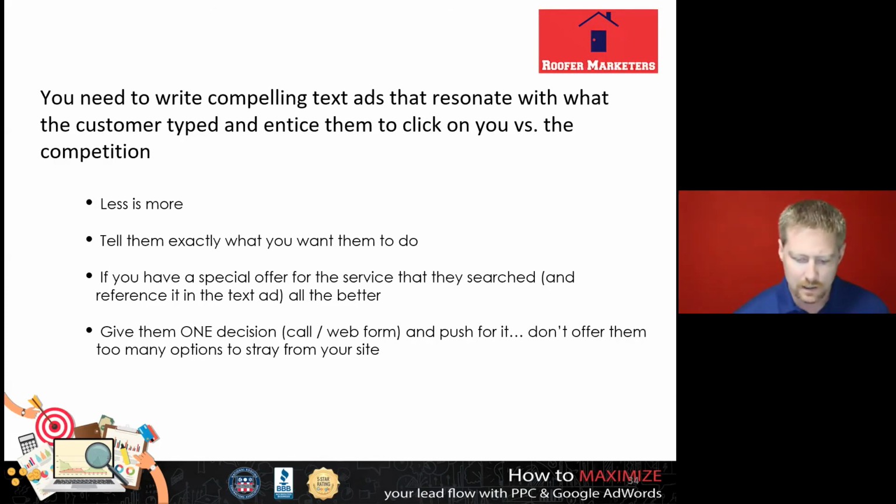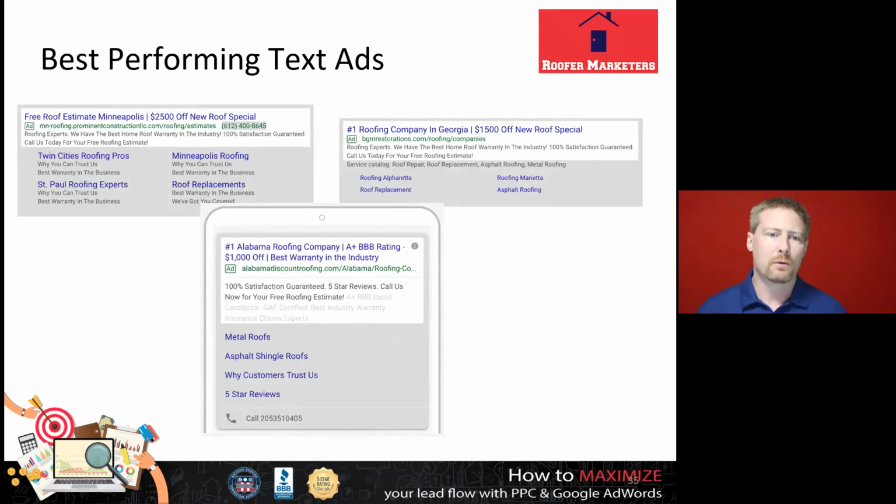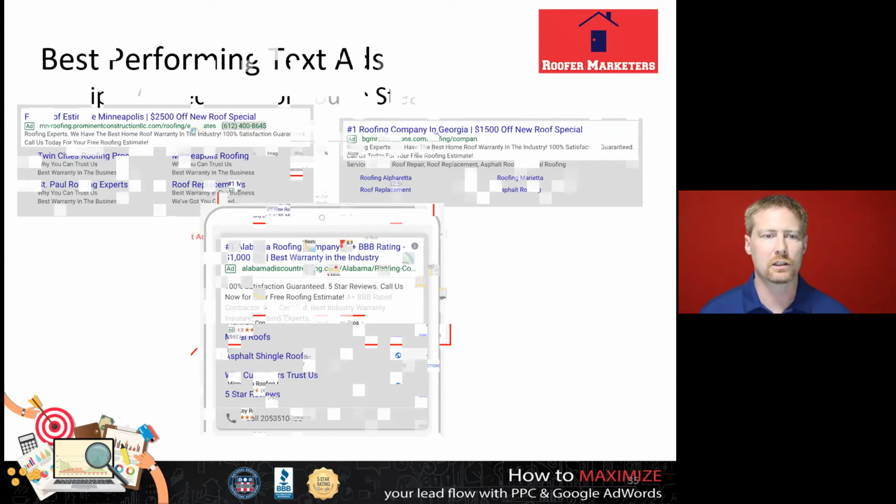So then we want to talk about the best performing text ads, right? So this is what I was talking about, having those offers, $1,500 off, new roof special, building out all of your callout extensions, having different things, 5-star reviews, why customers trust us, giving people the opportunity to really learn more and develop trust in your company.